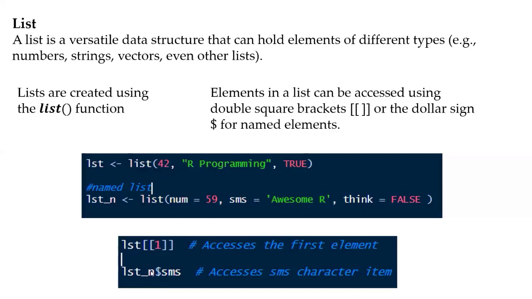But for the named list, I use the $ sign and then the name of the item I want. So num here is for 59, sms here is for awesome R, and I think is for false. If I want 59, I use num. If I want awesome R, I use sms with a $ sign. And if I want false, I use think with a $ sign. So that is how the $ sign and the square brackets work. But we will look at them more in depth later on.